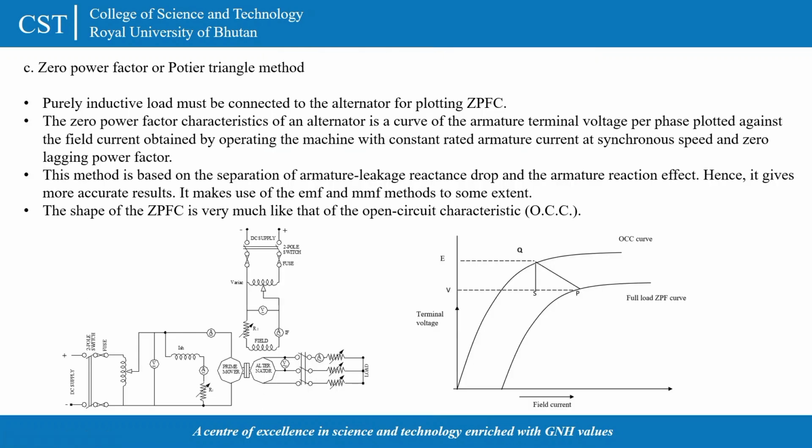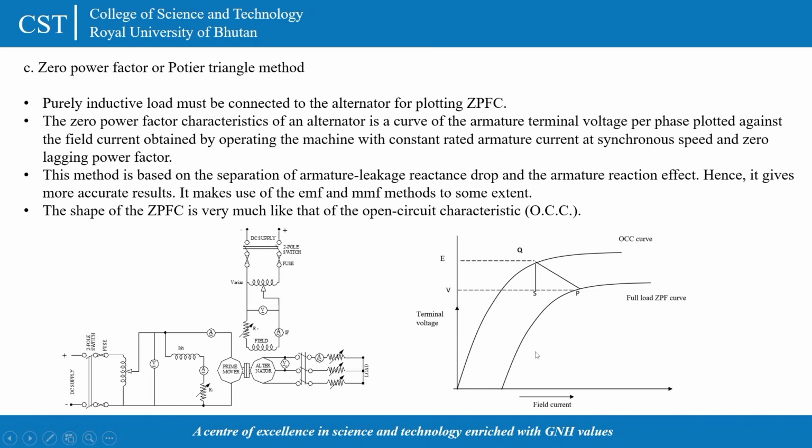Zero power factor is also known as the Potier method. A purely inductive load must be connected to the alternator for plotting the zero power factor characteristics. The shape of the zero power factor characteristic is very similar to that of the open circuit characteristics. It makes use of both the EMF and MMF methods, and it gives the most accurate result compared to the other two. This method is based on the separation of the armature leakage reactance drop and the armature reaction effect.